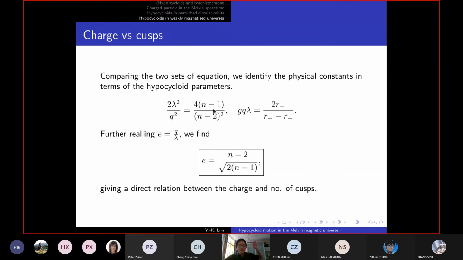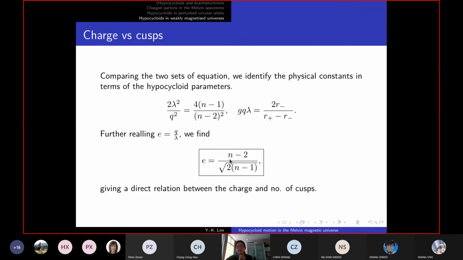So the hypocycloid is in terms of n, and these are the parameters, and this is an equation for lambda over q. Now recall that I defined E to be q over lambda, so this is actually 1 over E squared. If I solve for E, I get this equation over here. And this is an interesting equation, because now I can get an equation to produce whatever shape of cycloid that I want.